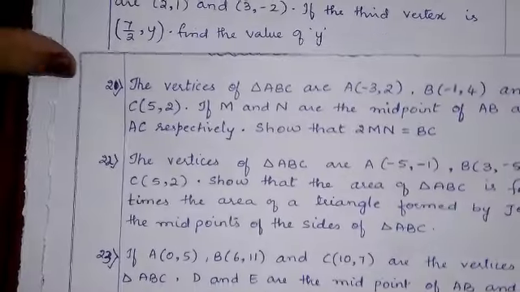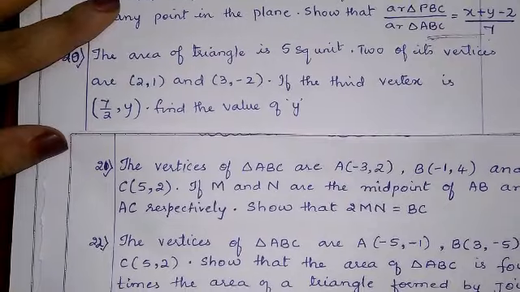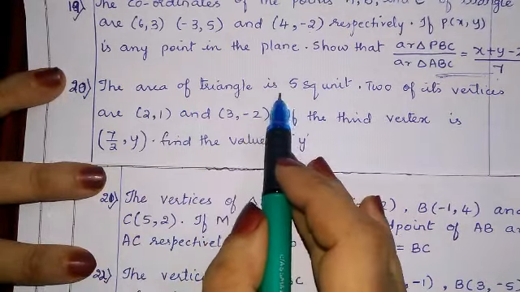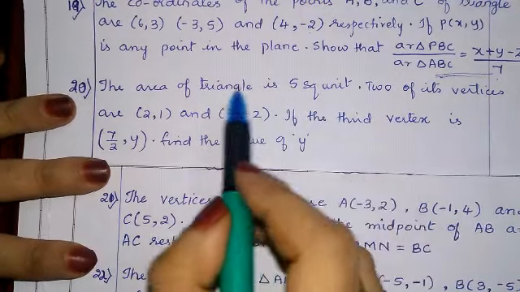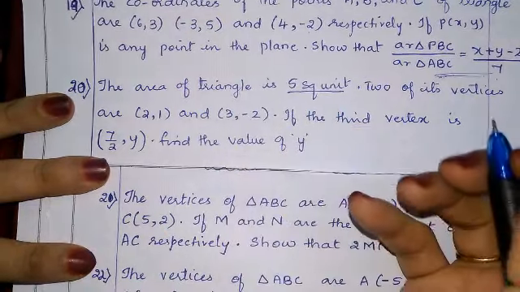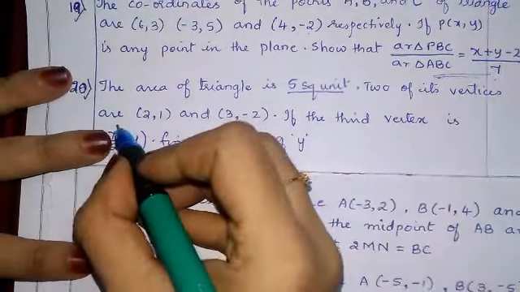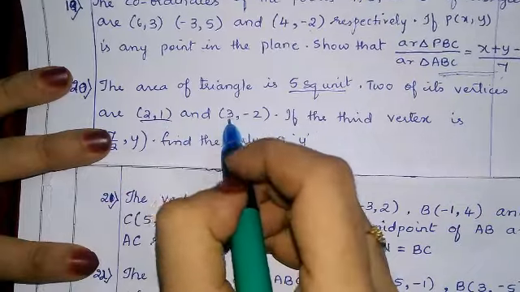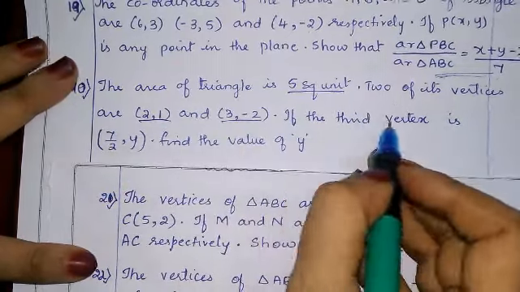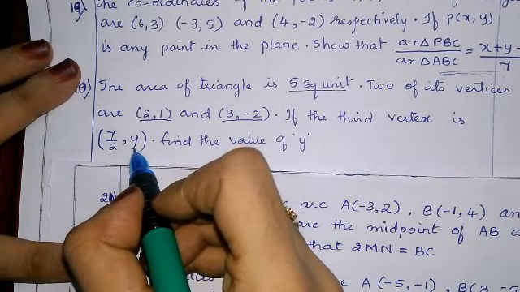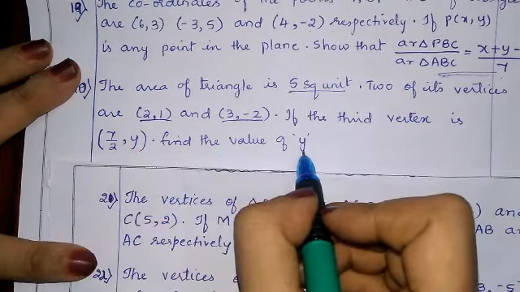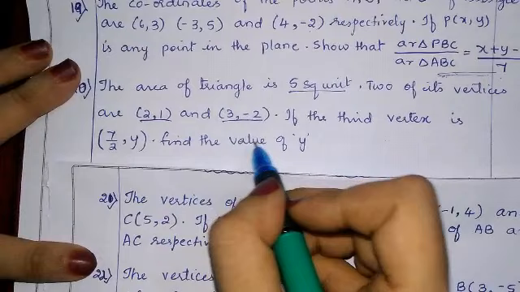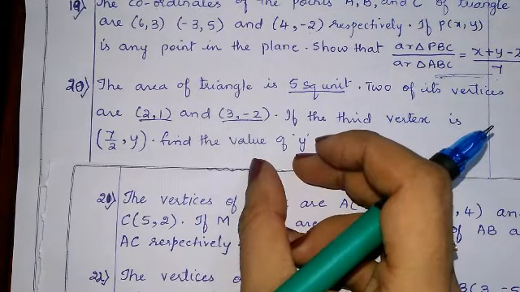Let me read out question number 20. Here the area of a triangle is given as 5 square units. Two of its vertices are (2, 1) and (3, -2). If the third vertex is (7/2, y), find the value of y. Okay, let us solve this.